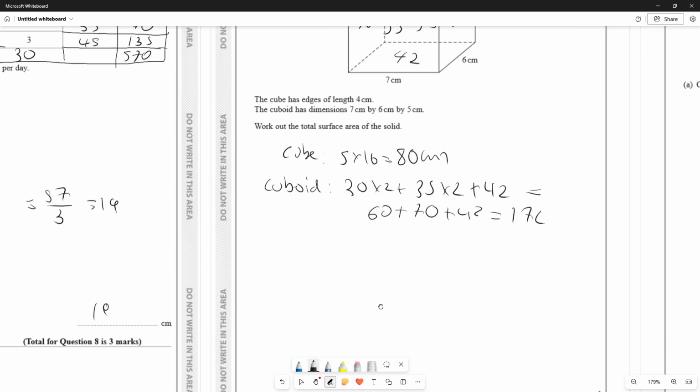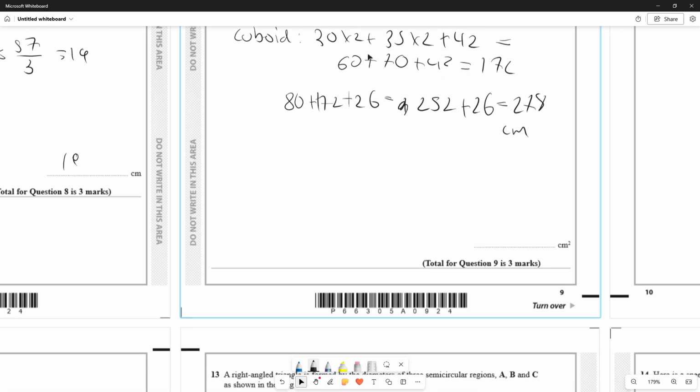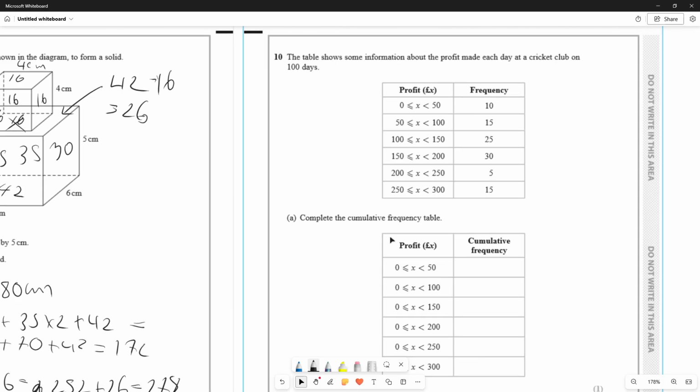Okay. So 80 plus 172 is equal to 252, plus 26, which is equal to 278, which is our answer. If you're thinking, oh, that wasn't that long, well, if you're really not bothered to do a lot of addition, it can be, compared to others.